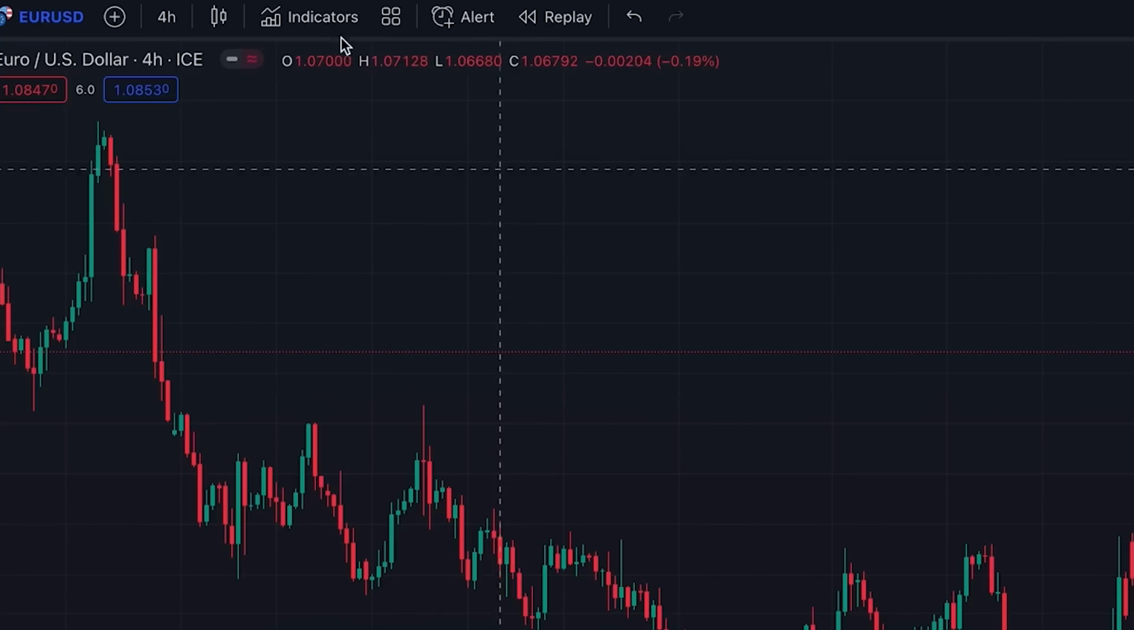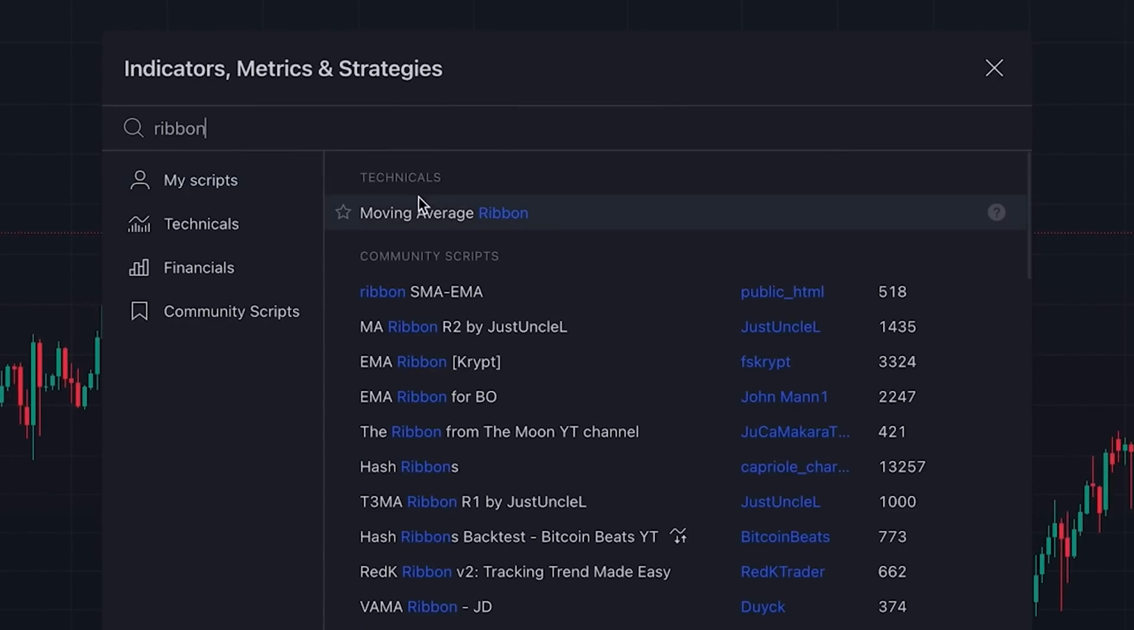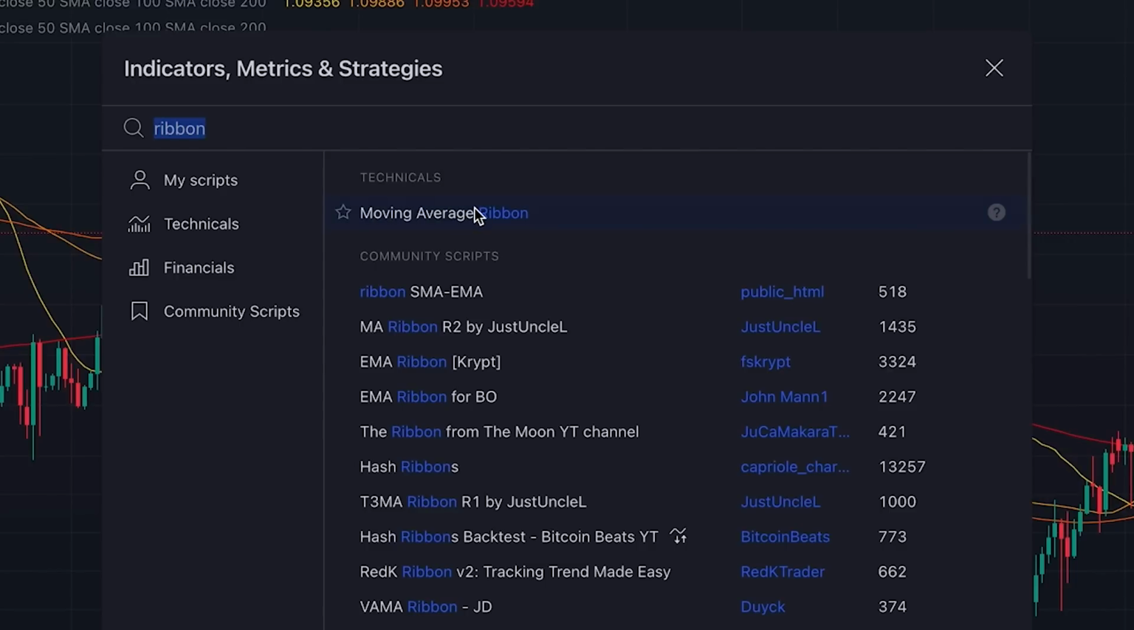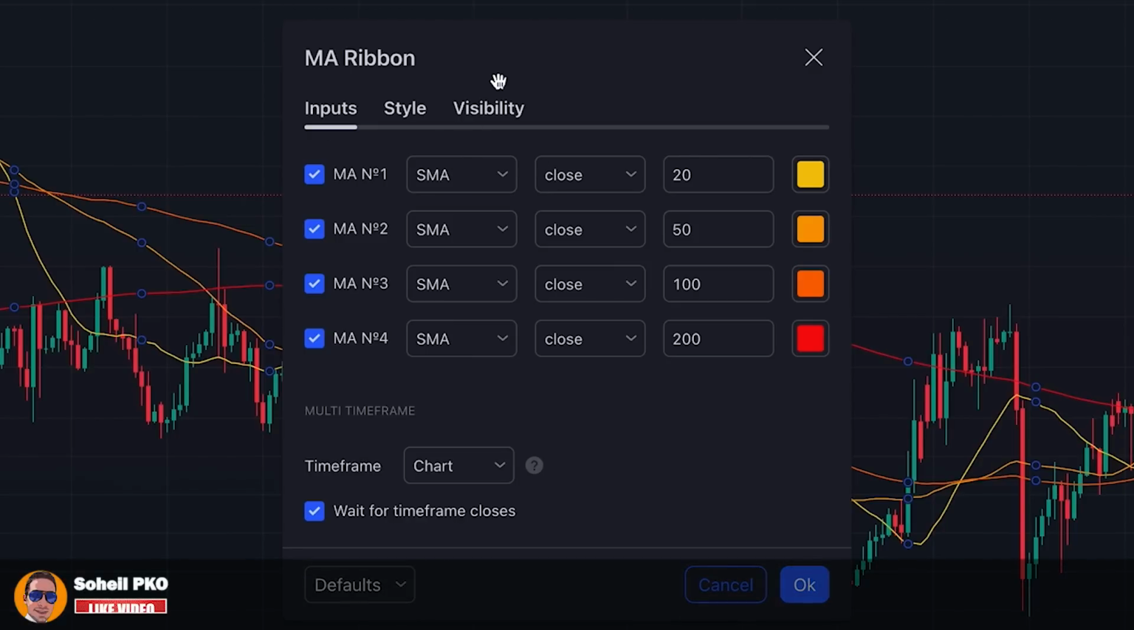To add them, here we click on indicators and we search ribbon. This one. Moving average ribbon, which is a built-in indicator on TradingView platform. We add 2 of this because we need 6 moving averages. And instead of adding moving averages separately, we use ribbon because it's easier to manage them here in one place.